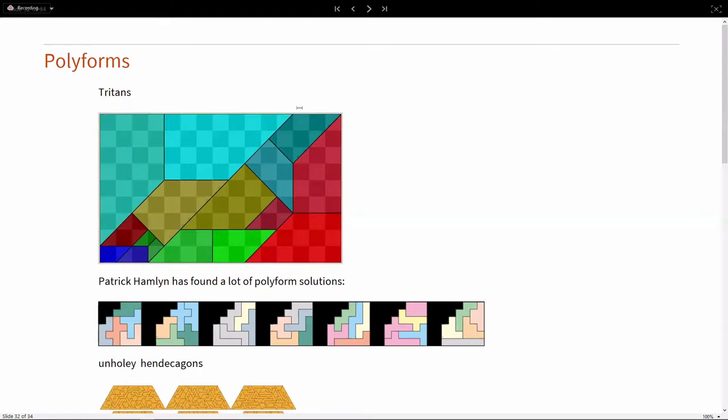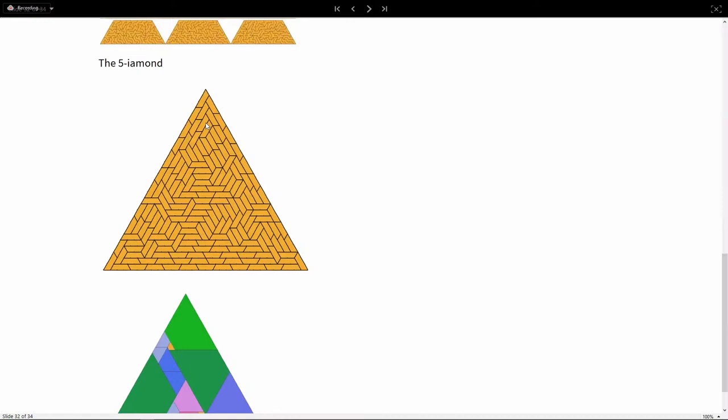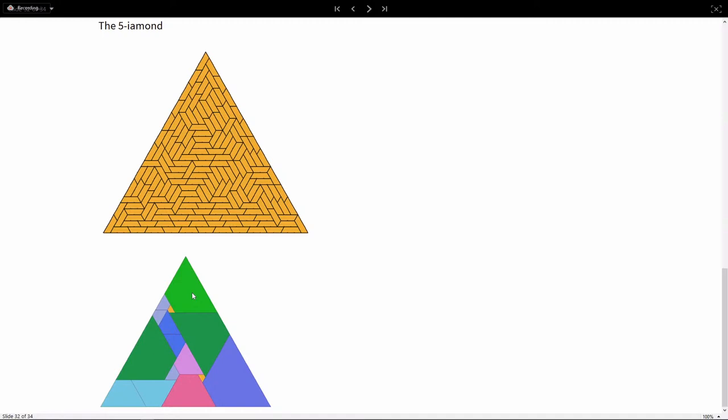We've got various things with polyforms here, and I'll just blow through. This is something I found. Here's some items that Patrick Hamlin found. It's possible to divide a equilateral triangle into five Imans, as shown here. This is the smallest possible solution. And here's another polyform where eight different sizes will make a equilateral triangle.